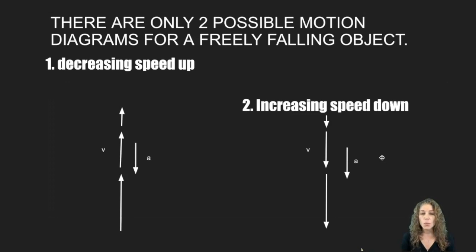There are only two possible motion diagrams for a freely falling object, because for free fall, either you've just thrown it up and it's moving up with decreasing speed, or you've dropped it or thrown it down and it's increasing speed. That's it. Either velocity's up or velocity's down. No matter what, acceleration is down, because that is the definition of a freely falling object. Acceleration is due to gravity, and gravity always pulls down.